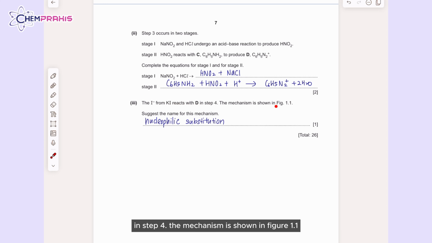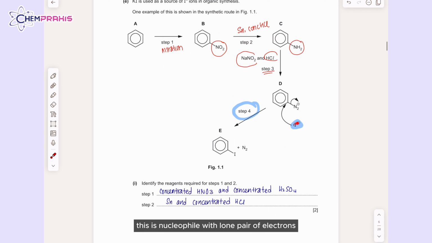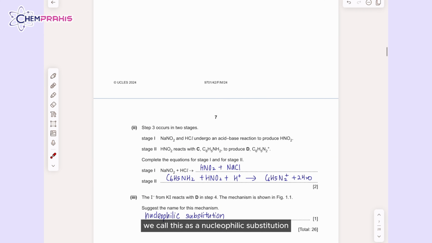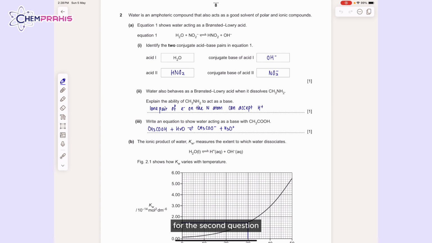The mechanism is shown in figure 1.1. Suggest the name for this mechanism. Since you involve a nucleophile, which has a lone pair of electrons, and you substitute your N2+ with iodine, we call this nucleophilic substitution. For the second question, water is an amphoteric compound that also acts as a good solvent of polar and ionic compounds. Equation 1 shows water acting as a Bronsted-Lowry acid. Identify the 2 conjugate acid-base pairs in equation 1.